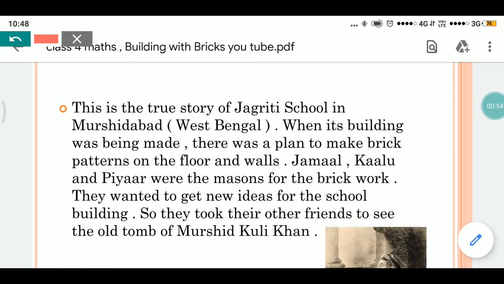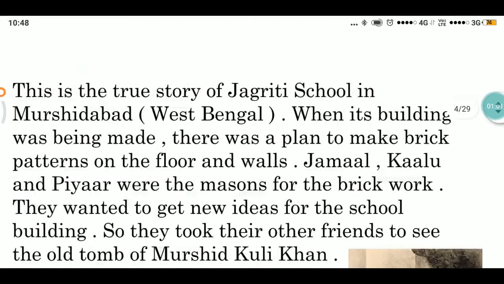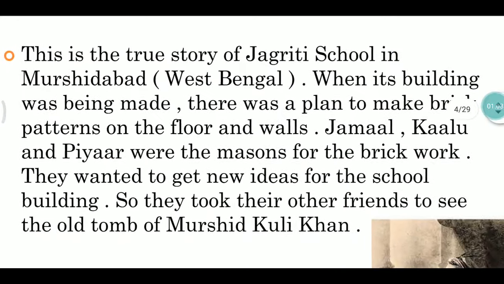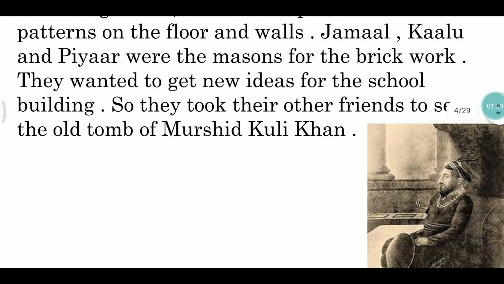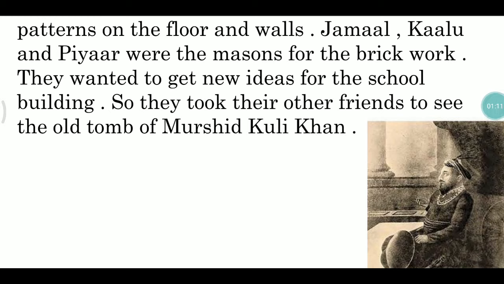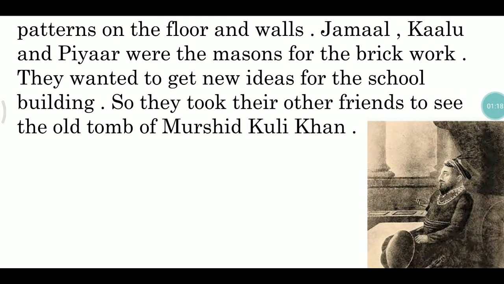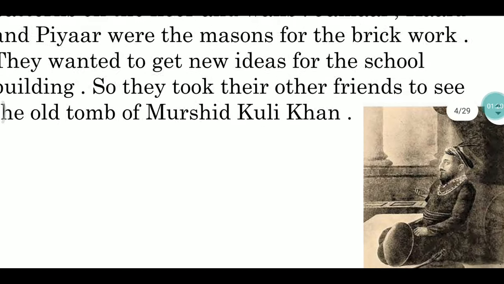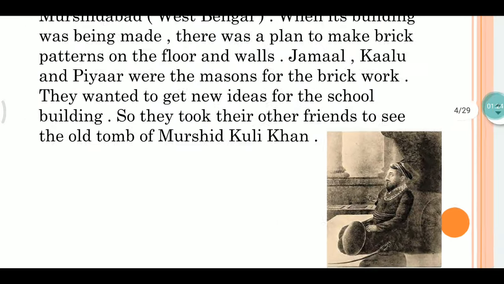This is the true story of Jagriti School in Murshidabad, West Bengal. When its building was being made, there was a plan to make brick patterns on the floor and walls. Jamal, Kalu and Pyare were the masons for the brickwork. They wanted to get new ideas for the school building, so they took their other friends to see the old tomb of Murshid Quli Khan. Students, this is the picture of Murshid Quli Khan.